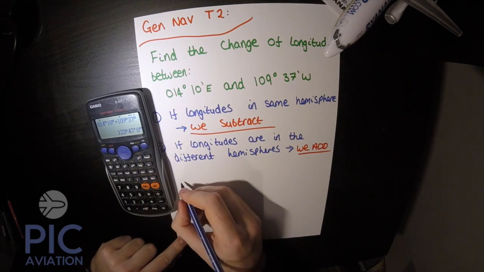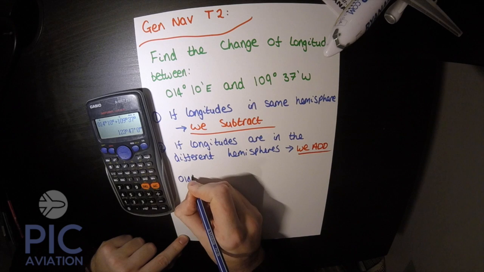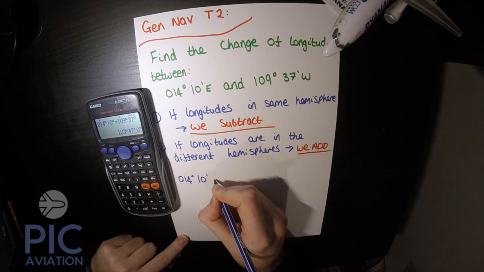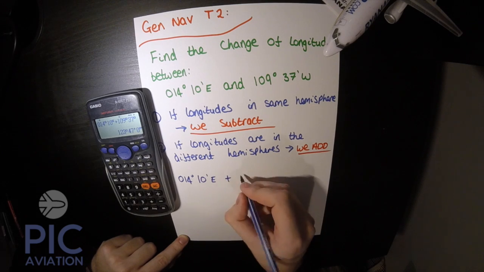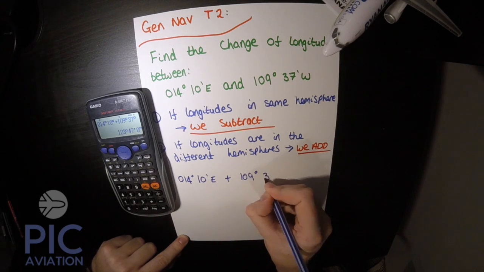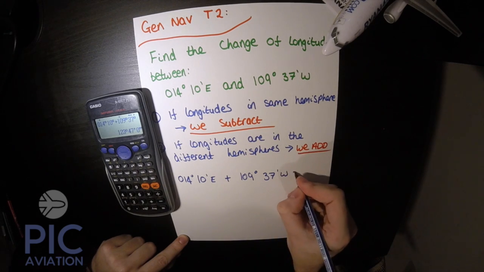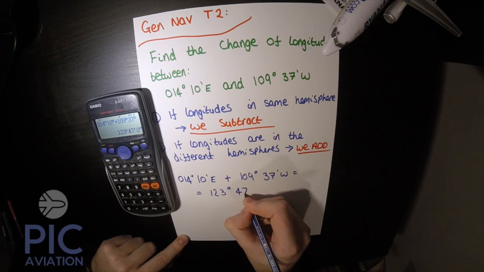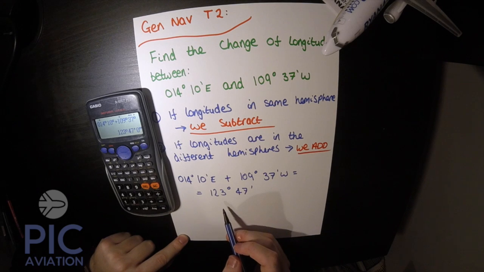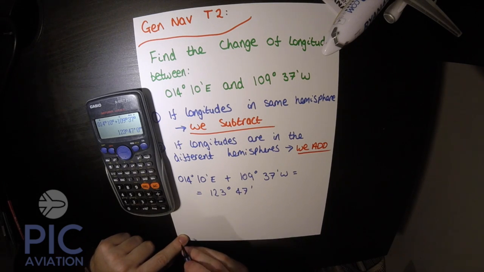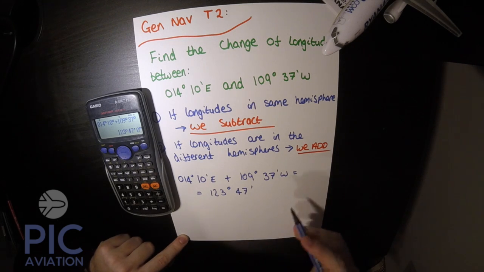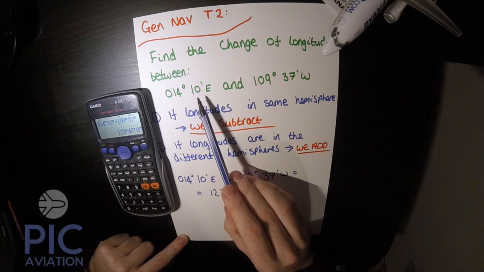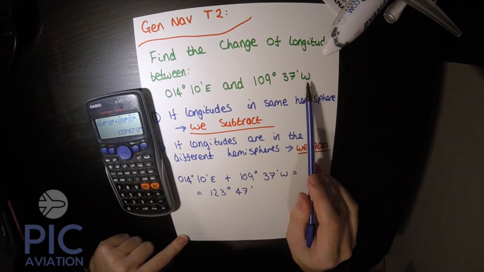So we can essentially write this out: 014 degrees 10 minutes east plus 109 degrees 37 minutes west equals 123 degrees 47 minutes. Is this a value we can have? Yes, because it's not bigger than the maximum value of longitude, 180 degrees. It's 123 degrees 47 minutes, and therefore we are happy that this is the change of longitude between 14 degrees 10 minutes east and 109 degrees 37 minutes west.